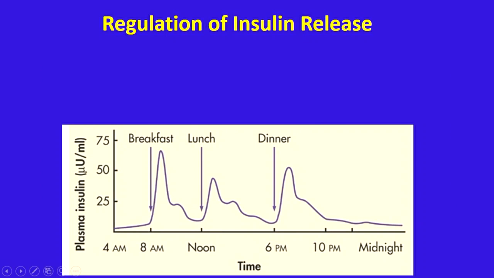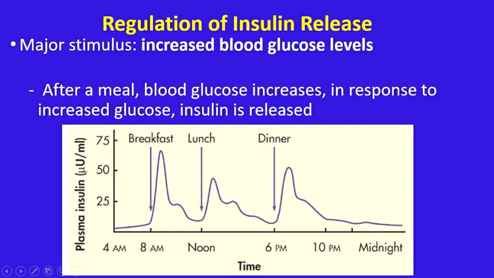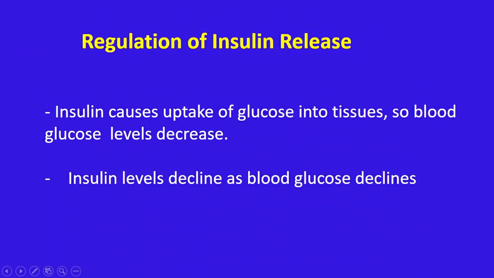Now let's discuss what regulates insulin release. From this one you can see that after each meal, for example after breakfast, after lunch, after dinner, about 20 to 30 minutes later there's going to be a peak of insulin. After lunch, another peak. After dinner, the third peak. So the major stimulation of insulin secretion is elevated blood glucose level.